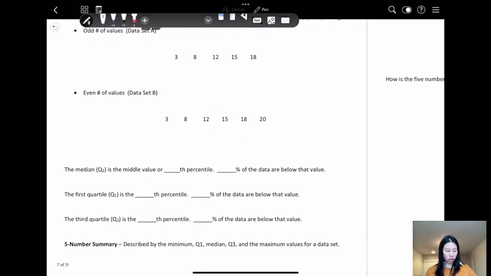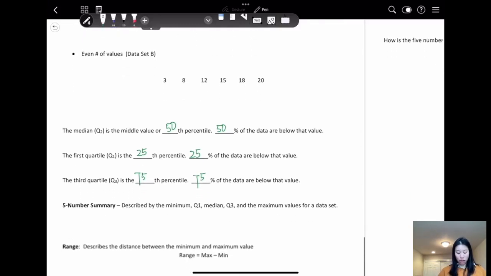Median, also called Q2, is the value at the 50th percentile, which means 50% of the data are below that value. The first quartile, Q1, is the 25th percentile, which means 25% of the data are below that value. The third quartile is the 75th percentile, which means 75% of the data are below that value.